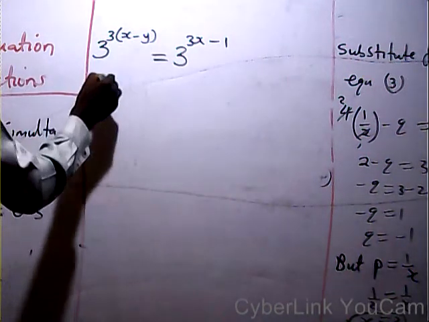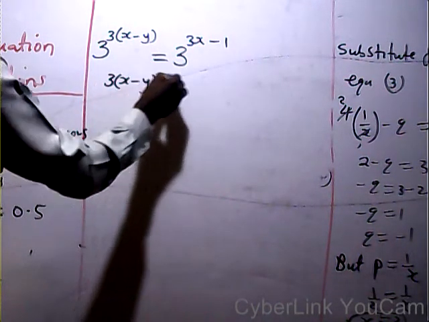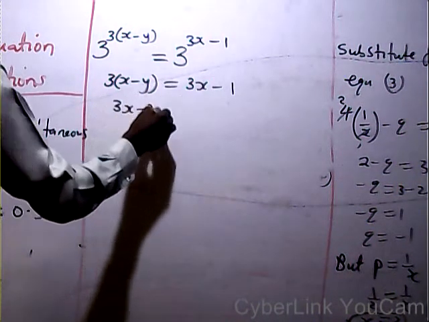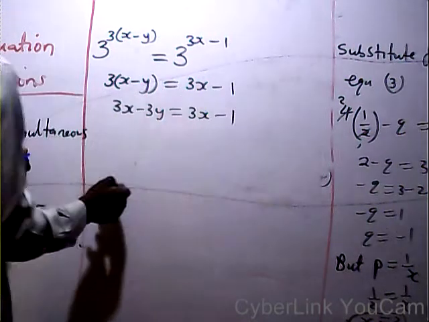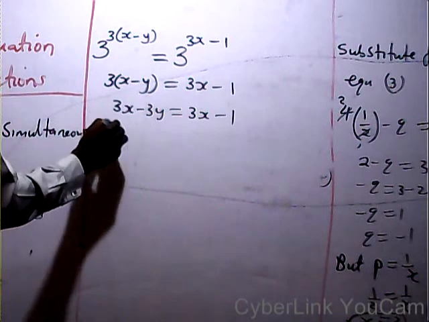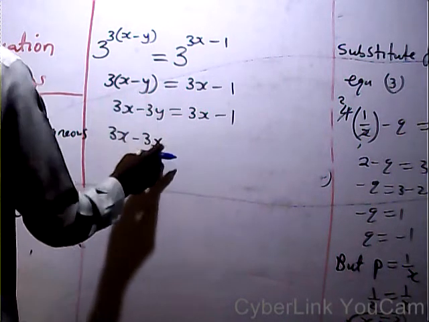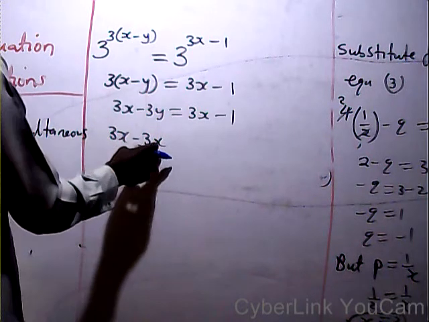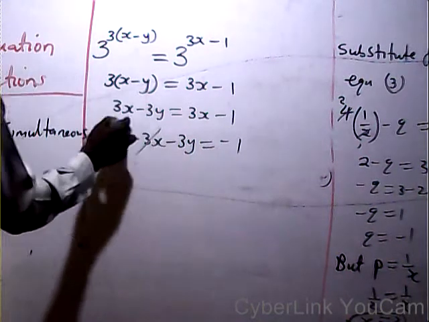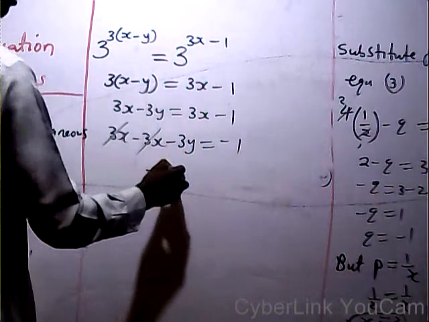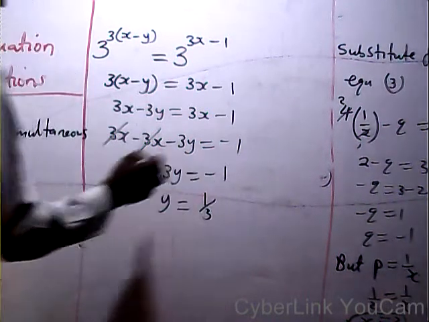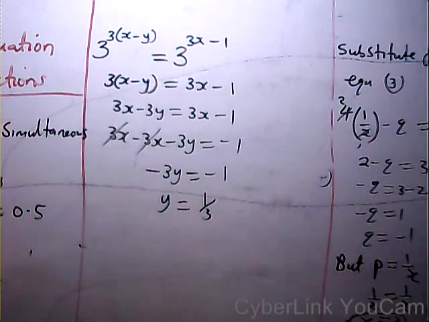That means I have 3 into bracket x minus y is equal to what? 3x minus 1. If you open the bracket, you have 3x minus 3y is equal to 3x minus 1. So if you collect the like terms, of course, transfer this to the other side, you have 3x minus 3x minus 3y is equal to minus 1. So this and this can go, and that means minus 3y is equal to minus 1. That means y is equal to what? 1 over 3, because the minus signs will cancel one another. So y is equal to 1 over 3.